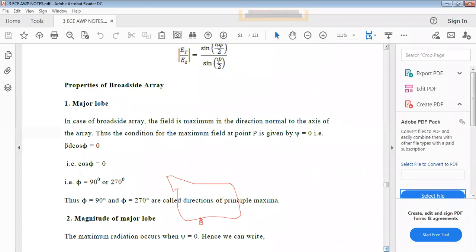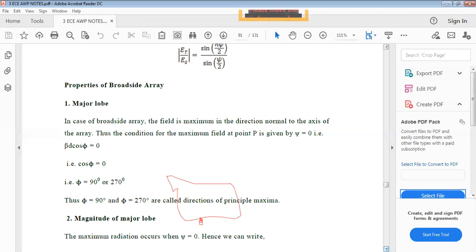What is meant by beta d cos phi equal to 0? From that, cos phi equals 0. When phi equals 90 degrees we get 0 value, or 270 degrees also we get 0 value. From that, broadside array is justified. Phi equal to 90 degrees or phi equal to 270 degrees are called directions of principal maxima. That is, where the phase value is 0, there occurs a maximum radiation. That is the point here.